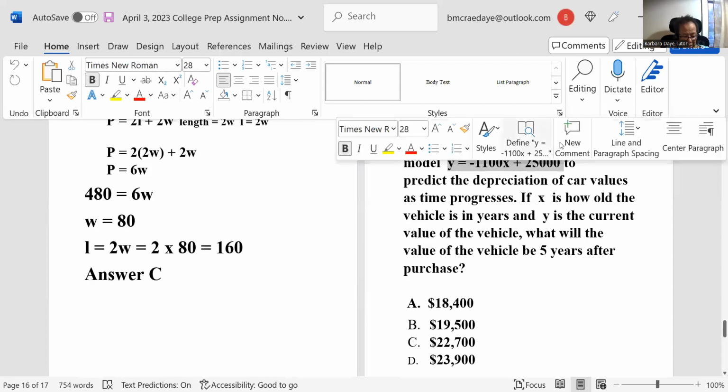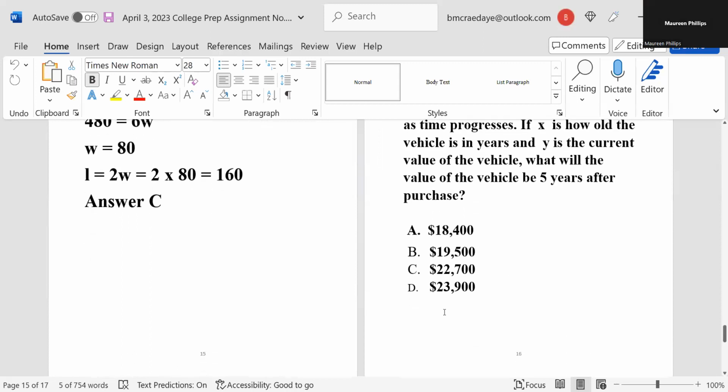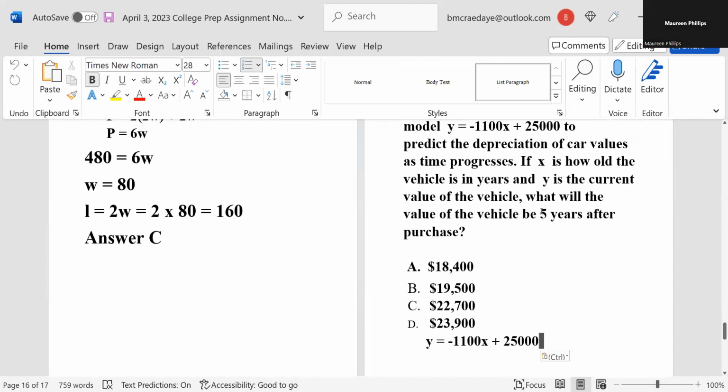Okay, let's just take it here. I think the answer is B. Right? Because what you have to do is it says 5 years after purchase, so the X will be the 5.